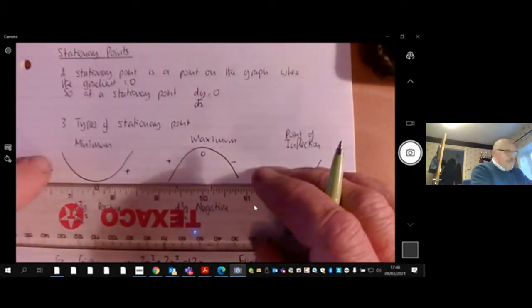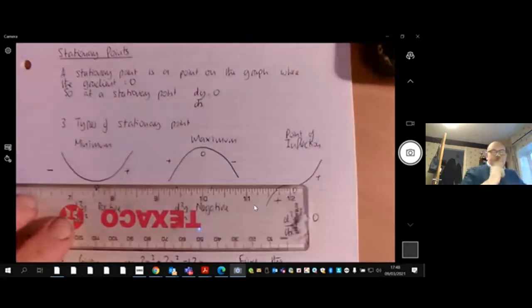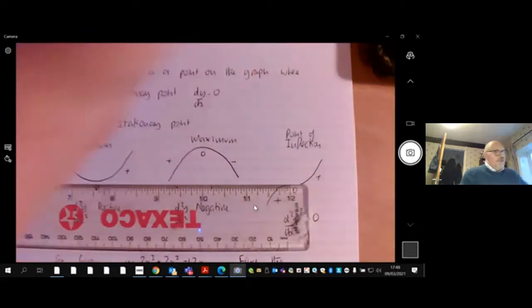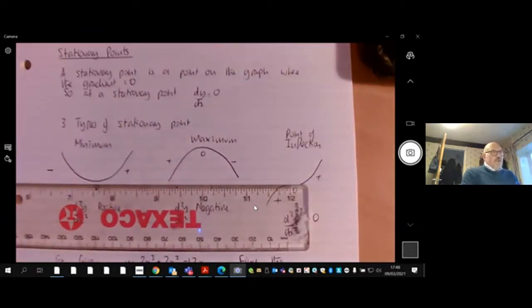To the left of a minimum point, the gradient is negative, and to the right, the gradient is positive. Now, your teachers may well have gone through a process by which you drew a little table and worked out the gradient just below the point and the gradient just above the point. Fine. That method works, and there are plenty of occasions, certainly next year, where you have to use that method.